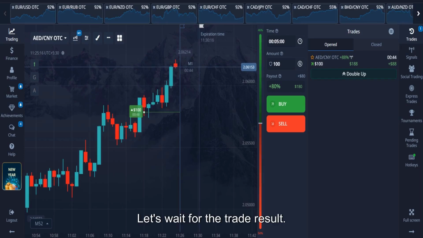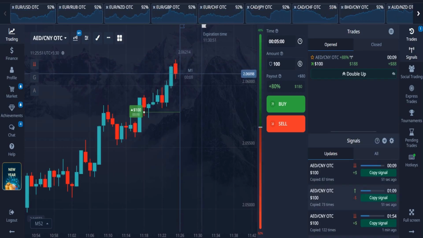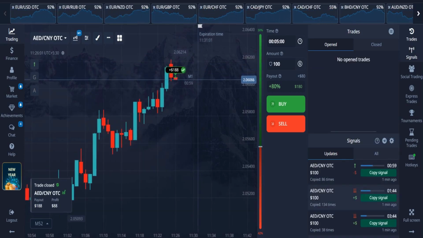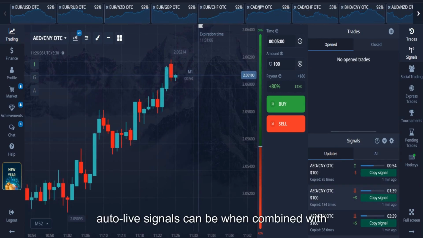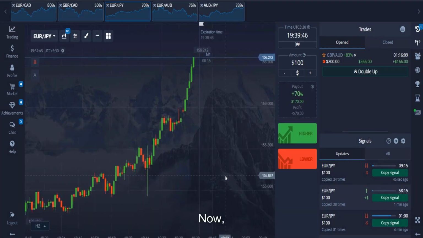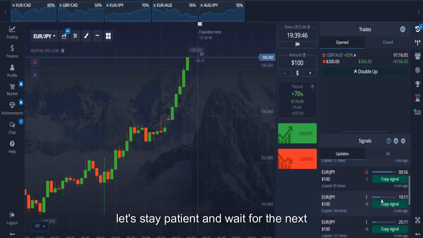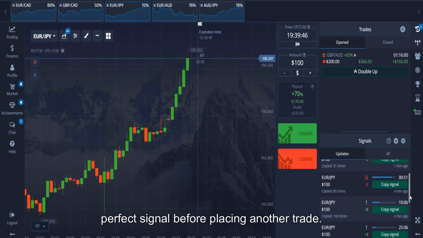Let's wait for the trade result. We have won this trade. This shows how effective the AI-based auto live signals can be when combined with the right strategy. Now, let's stay patient and wait for the next perfect signal before placing another trade.